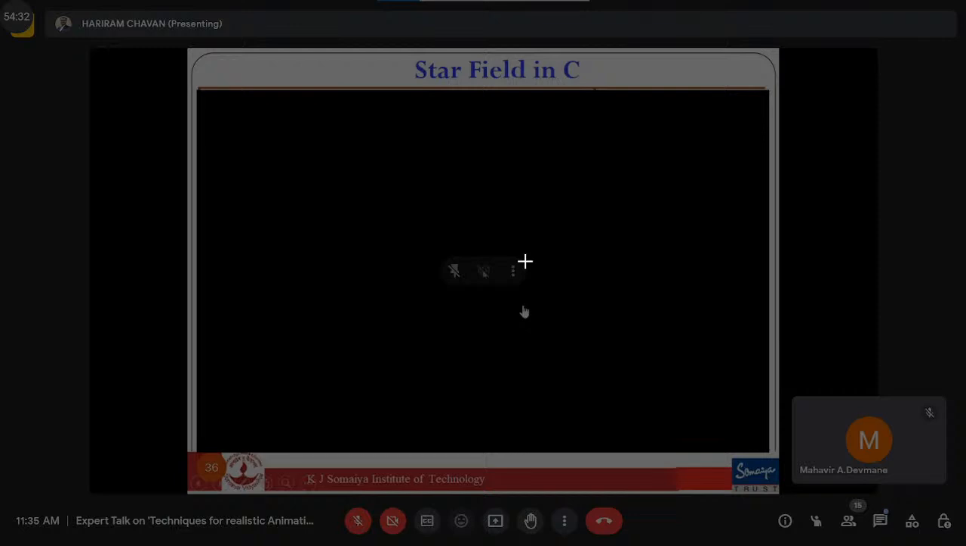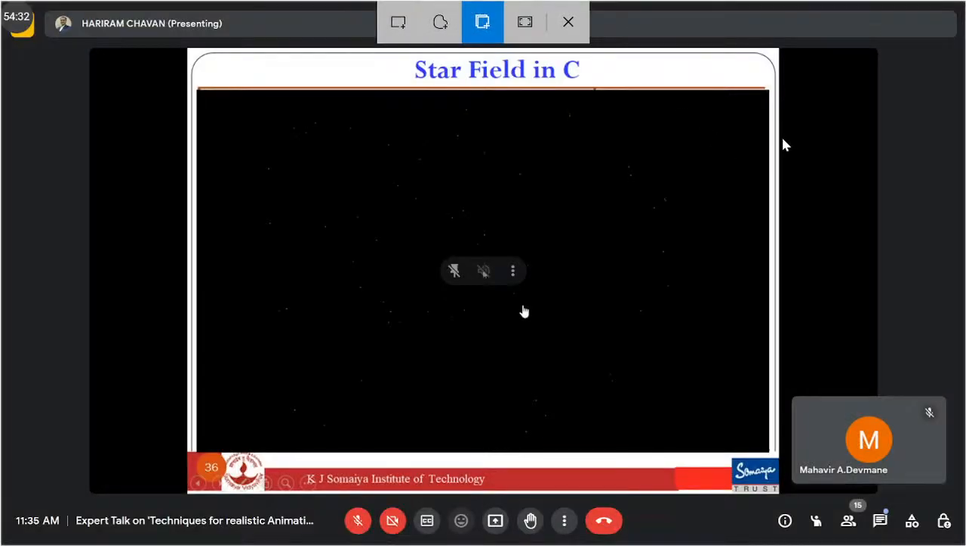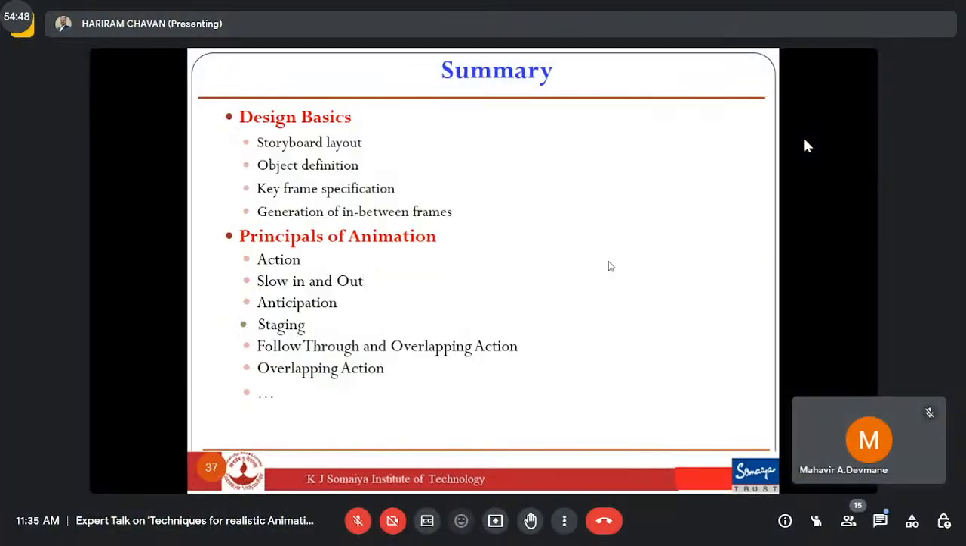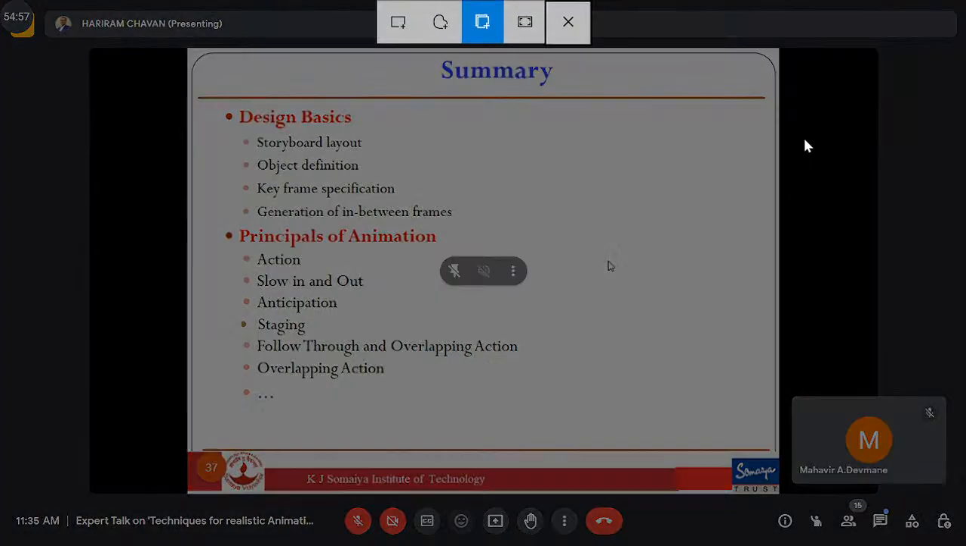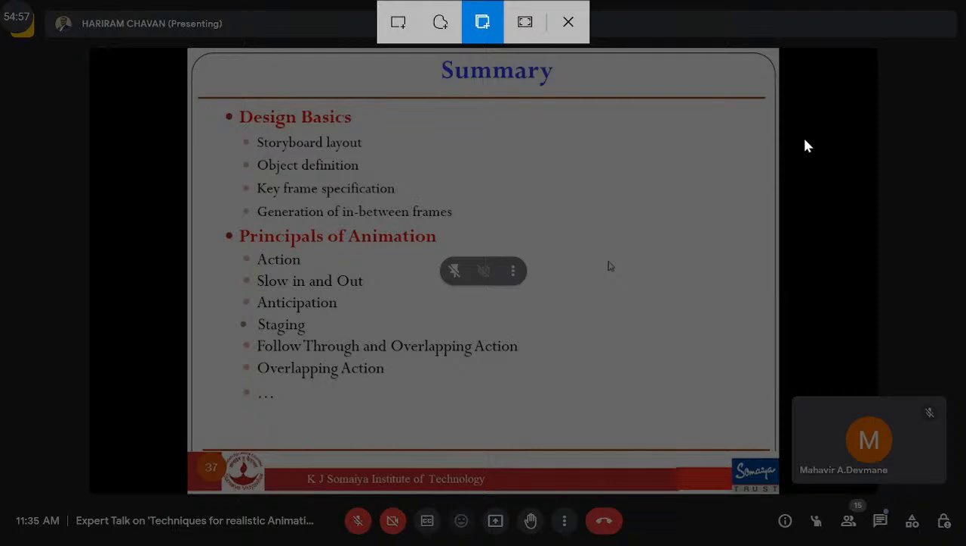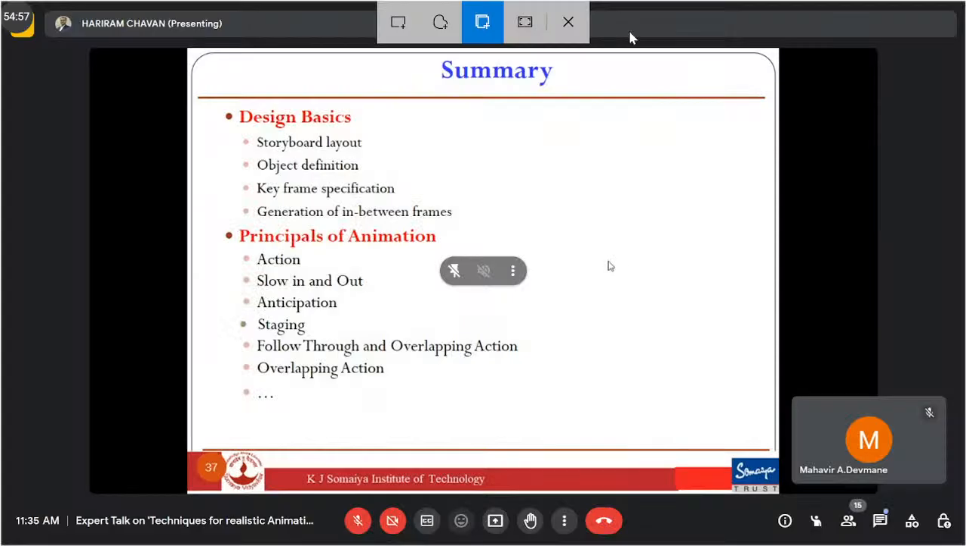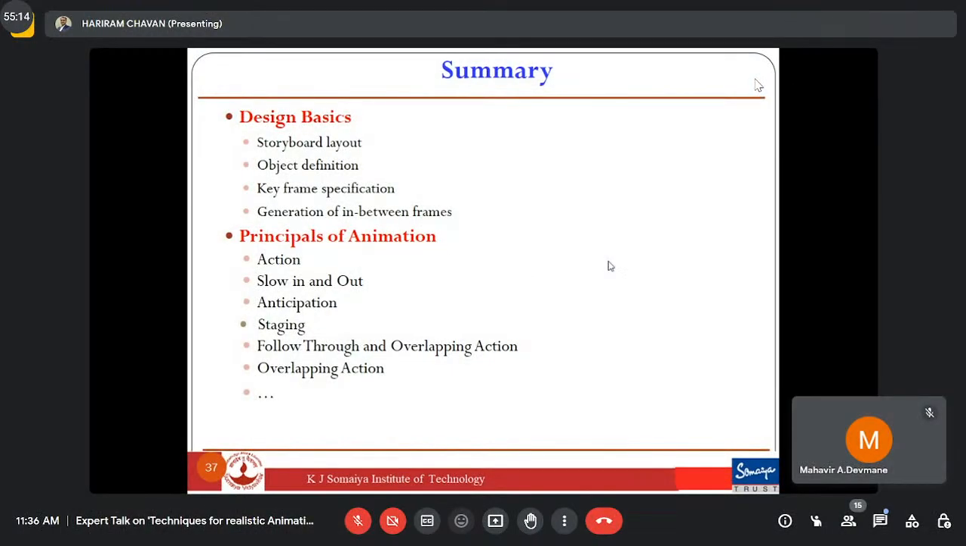Okay, so this is all for today's animation. To summarize what we have covered, there are two key takeaways for you. The first one is the basics of computer animation, and the second one is the principles of animation. If you follow all these principles of animation, you will get true or realistic animation.